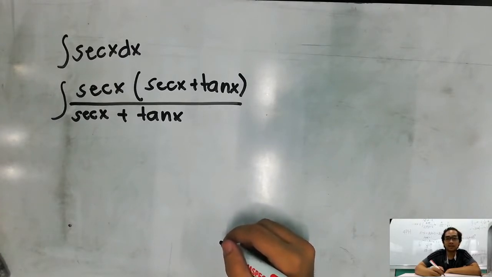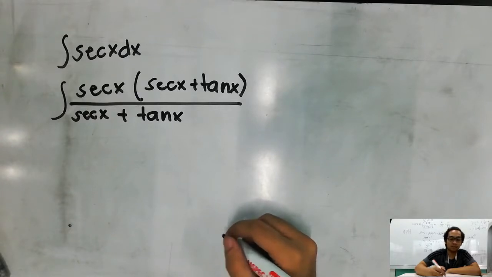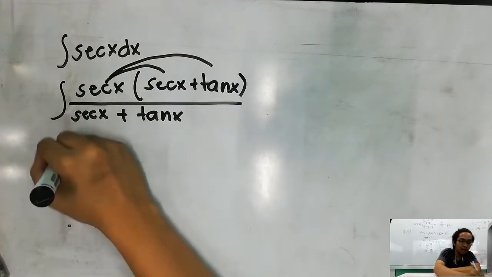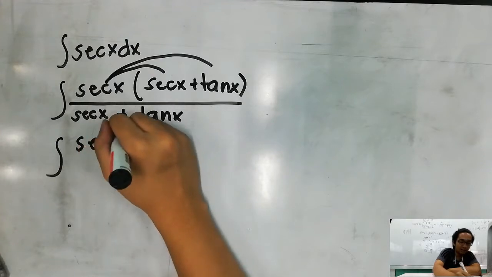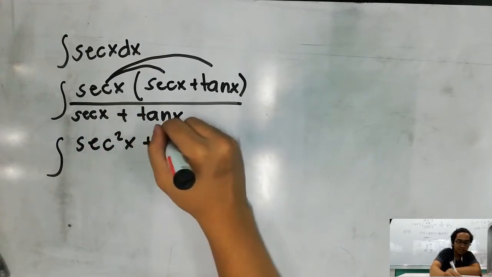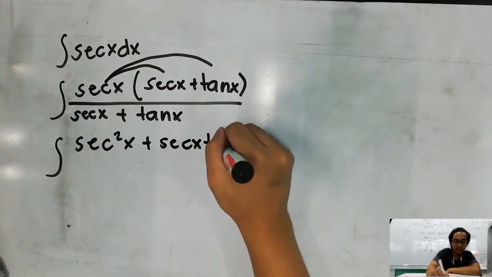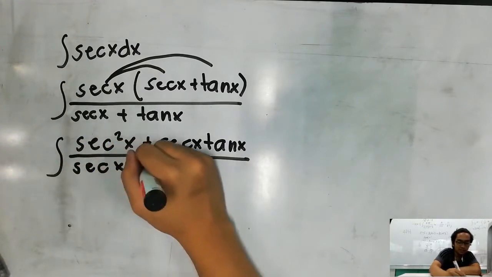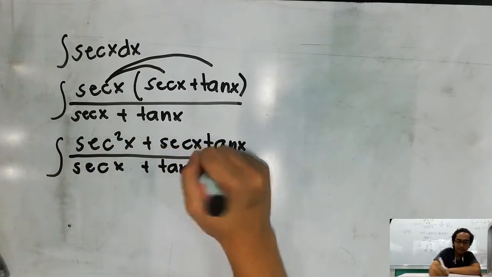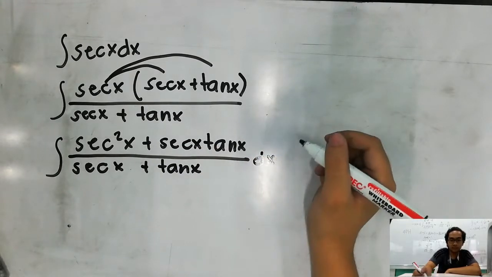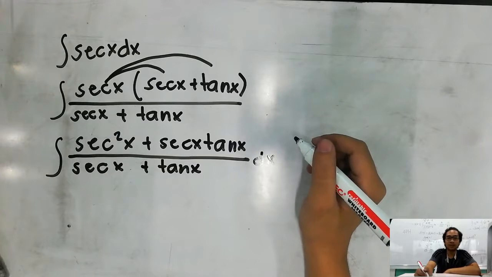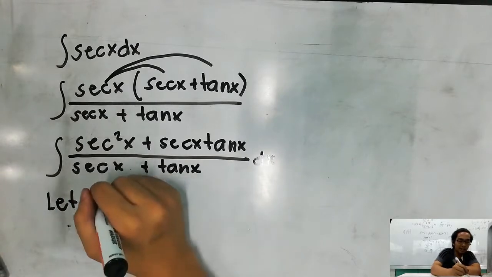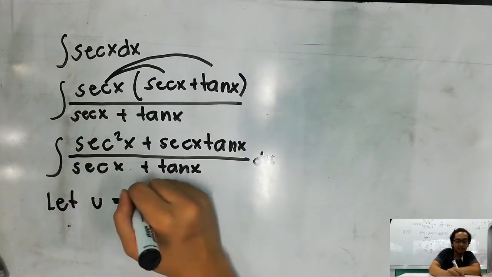Distribute or multiply secant x to secant x plus tangent x. Now we have secant squared x plus secant x tangent x over secant x plus tangent x dx. Then let's determine u and du. Let secant x plus tangent x be our u.